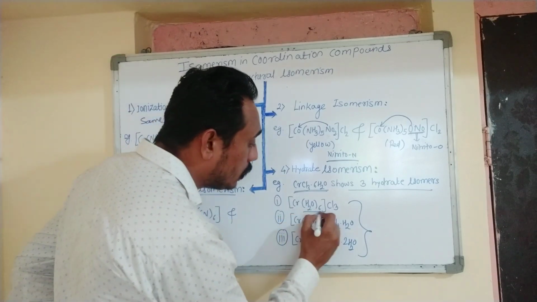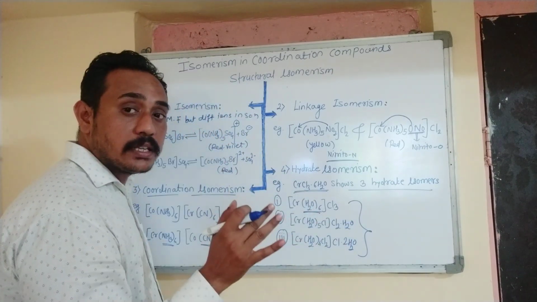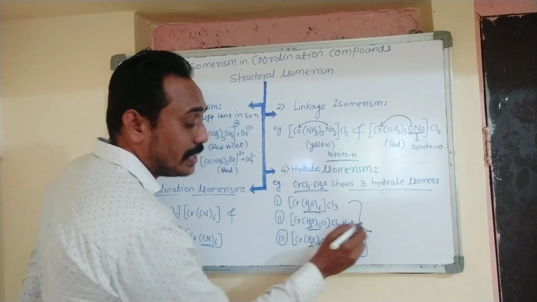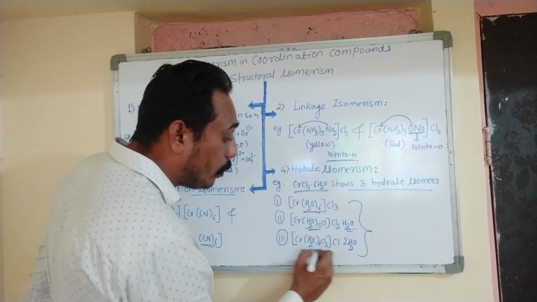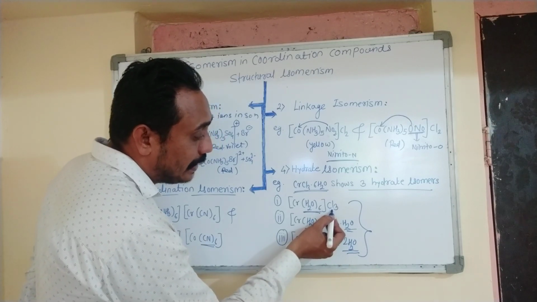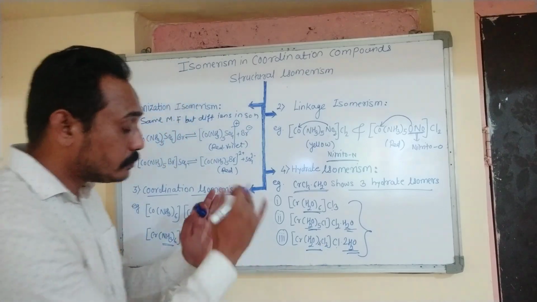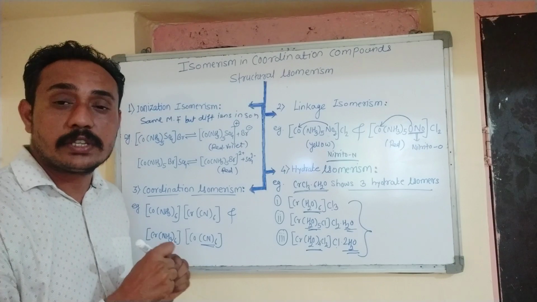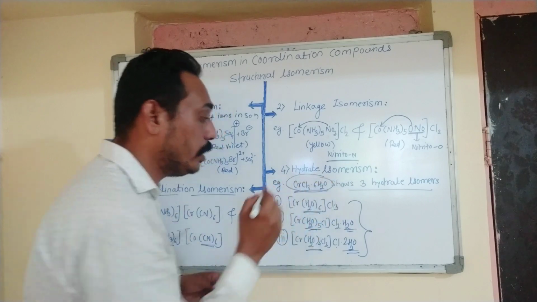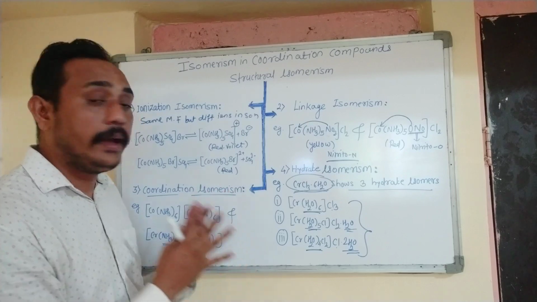In the first example, all the aqua molecules, all the water molecules, are in the coordination sphere and three chlorides are counter ions. In the second example, five aqua molecules are in the coordination sphere and one is outside the coordination sphere. In the third one, four aqua molecules are in the coordination sphere and two are outside the sphere. In the first there are 3 Cl, in the second only 2 Cl, and in the third 1 Cl. So it is just the exchange of water molecules inside and outside of the coordination sphere, but their molecular formula is the same. Such isomerism is called hydrate isomerism.